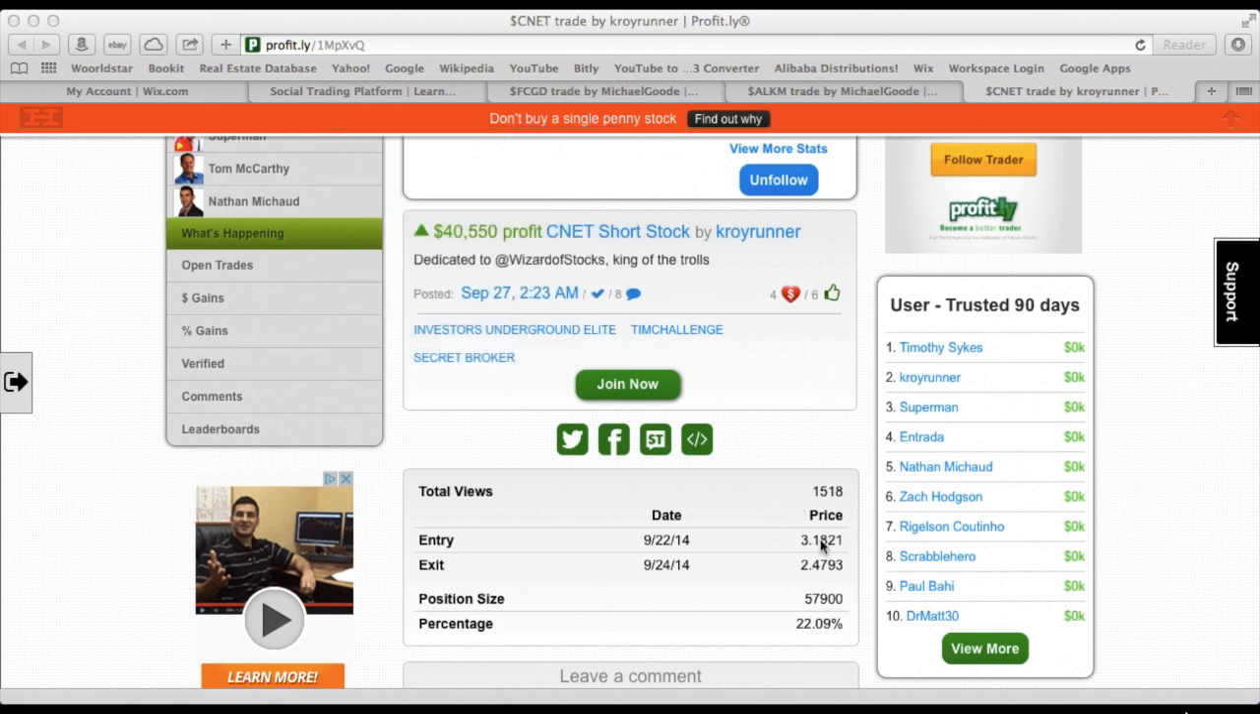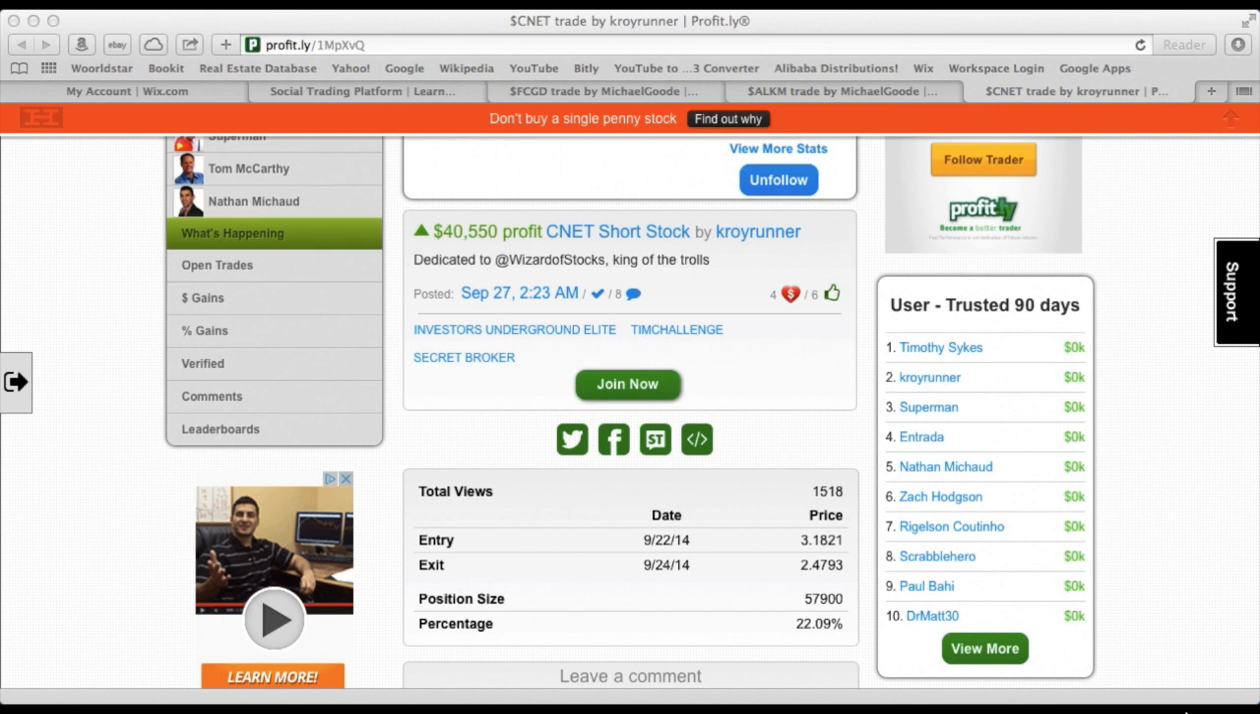So he got 57,900 shares. You can see right here, 57,900 shares. That's called your position size. How many shares that you get is called your position. So he got fronted these from his broker at $3.18.